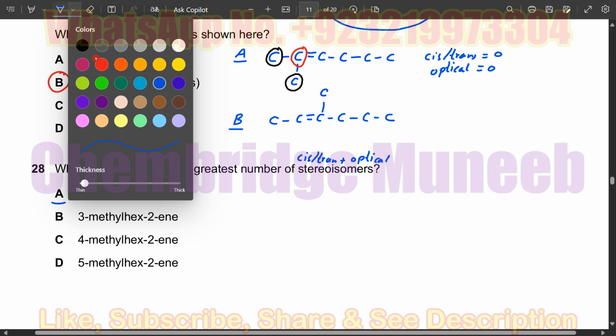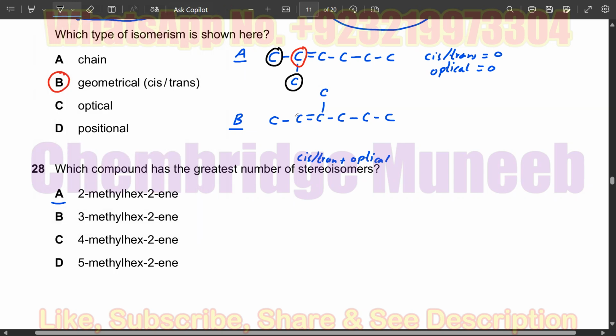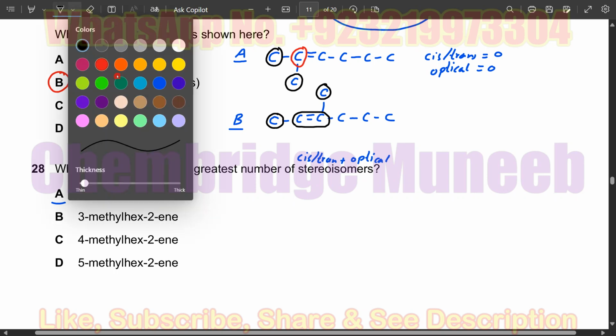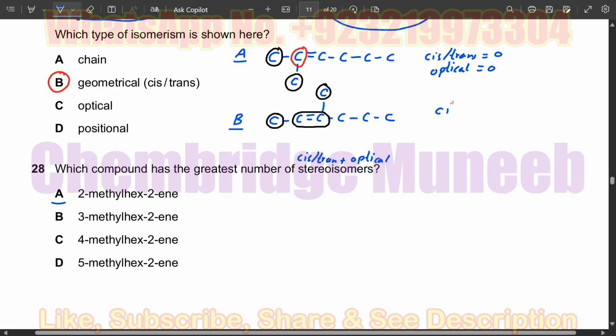How is it present? Because we have methyl groups on both the carbons, this methyl group and this methyl group. Now if they are on the same side, this will give us the cis form, and if they are on the opposite side of the carbon-carbon double bond, it will give you trans. So because of this, it can give you a cis-trans isomer. So cis-trans isomers are together 2. What about optical? We do not see any carbon containing 4 different atoms or groups of atoms. So optical is 0.